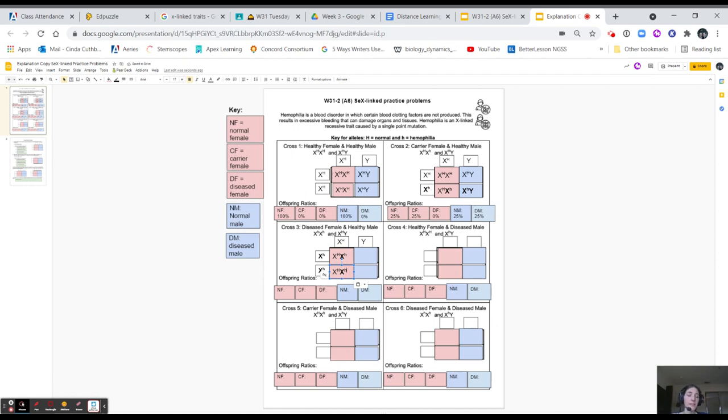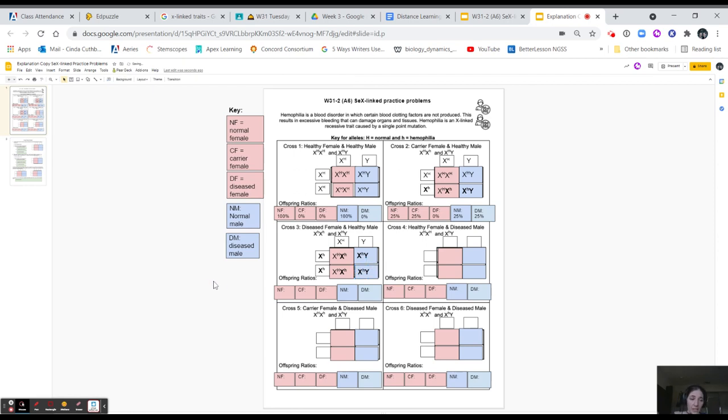So those of you who are good with Punnett squares, this should be relatively easy. Okay, so she's a diseased female, so both of her X's have the diseased allele. So for the males, X little h Y, they have no chance of escaping without this disease.